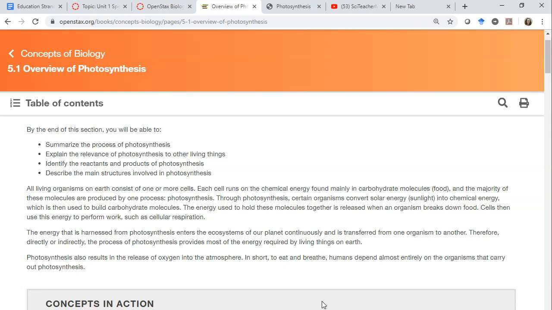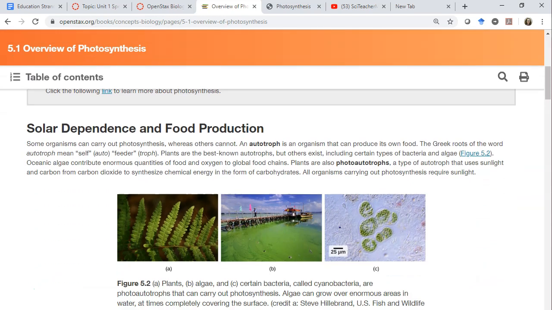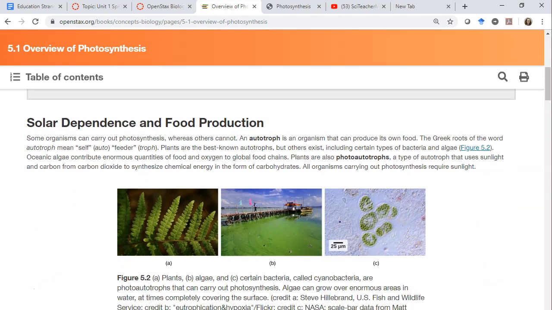So let's take a look at section 5.1, which is the reading about photosynthesis. So here we go, solar dependence in food production. So here we're reading about autotrophs. If you're in lab, we talked about that in lab. Basically, there are classes of organisms that can harness the energy of the sun in their cellular materials, and therefore they are self-feeders. Plants are autotrophs, algae, cyanobacteria.